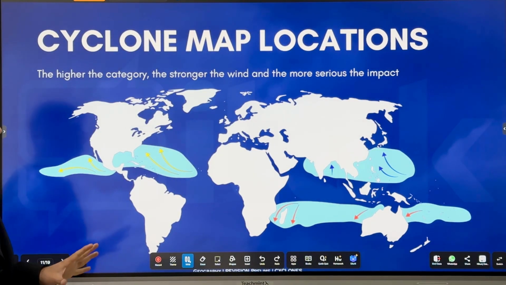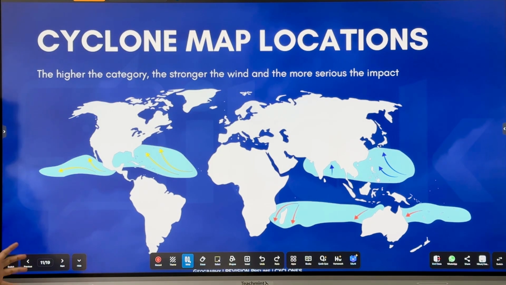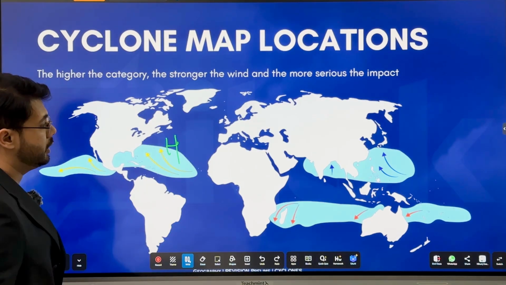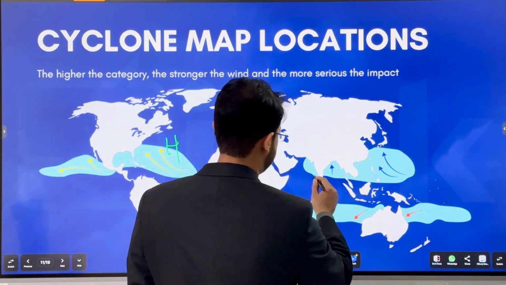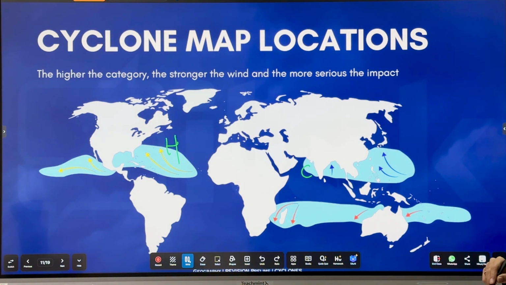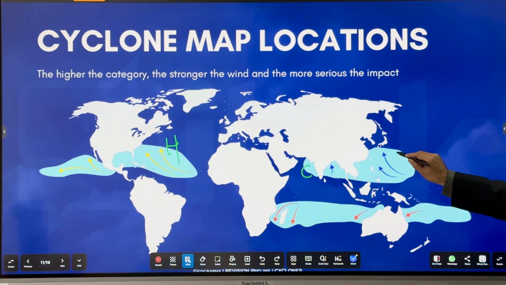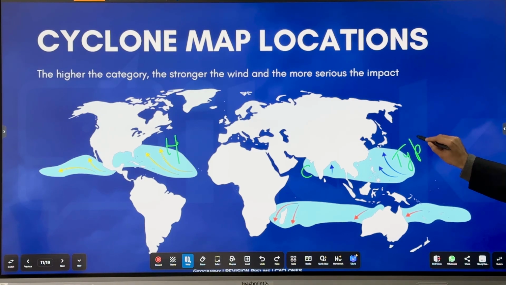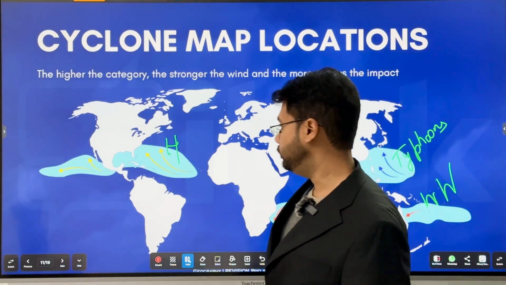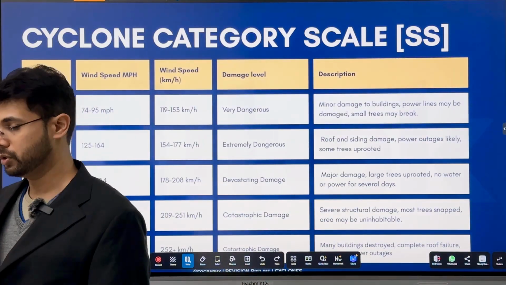Now once the cyclone is dissipated, we can learn about what cyclones are called in different parts of the world. In North America, they are called hurricanes. In India, they are called cyclones. In Taiwan, China, and Southeast Asia, they are called typhoons. In Australia, they are called willies. Just remember for match the following questions, not much.